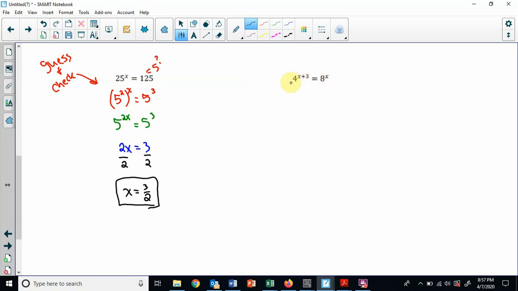So I'm going to try to get them both to something. What about 2? Can I rewrite 4 as a base of 2 to the something? The answer is yeah, 2 squared. Can I rewrite 8 as 2 to the something? Yeah, 2 to the 3rd. So let's rewrite these. So 2 squared, that's 4, right? x, don't forget the x to x plus 3 that's floating out there, equals, what can 8 be? It can be 2 to the 3rd, right, and it's got an x floating out there.